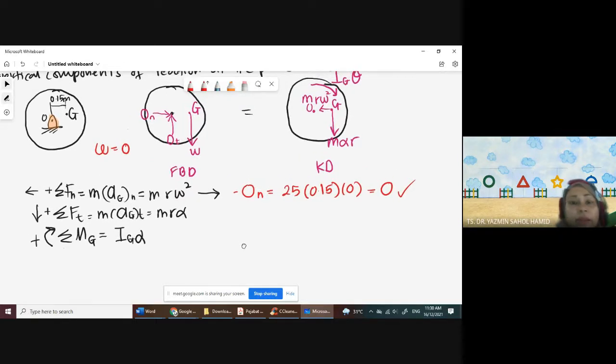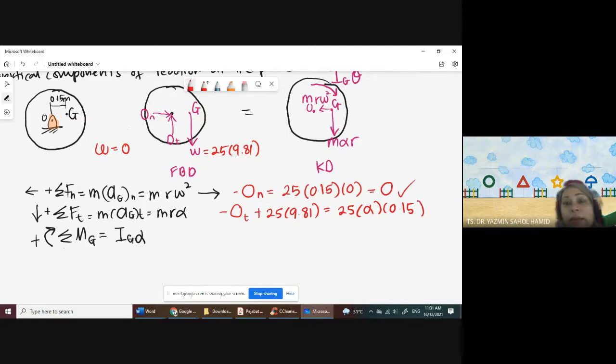Okay, next FT pula. So what do we have in the T direction? Kita ada OT. OT tu positif ke negatif? Negative. Okay, negatif OT lagi plus weight, betul tak? Weight dia ialah 25 multiplied by 9.81. Ada apa lagi? Itu saja. Equals to 25 multiplied by alpha. Alpha kita tak tahu. R adalah 0.15. Anything else? Tak ada dah. Itu je lah kan? Okay.